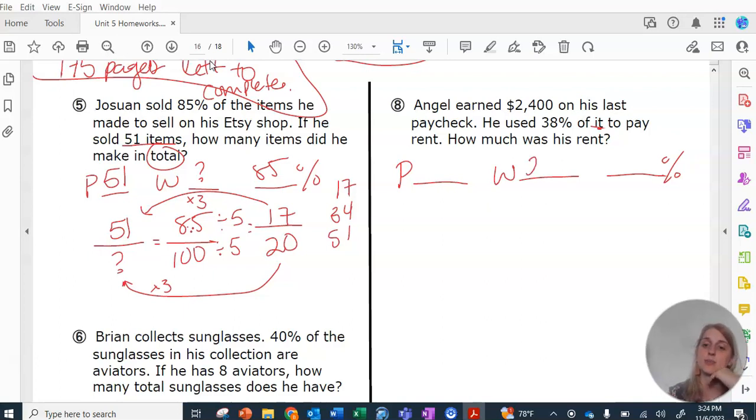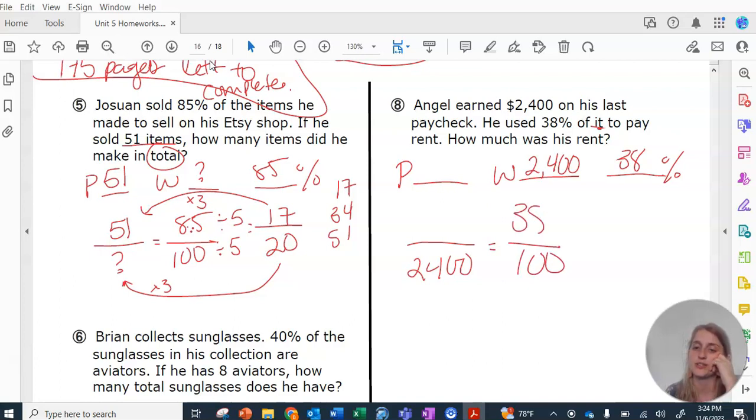Okay, that means that the paycheck number is really his whole number because it's all the money that's in his bank account. And you should not spend 100% of your paycheck on rent because you still need to buy things like gas and groceries and pay your electricity bill and your internet bill and all that kind of stuff. How much was his rent? All right, so we know it's the whole, which means it goes on the bottom. We know all percents are out of 100, and we know this is 38%.